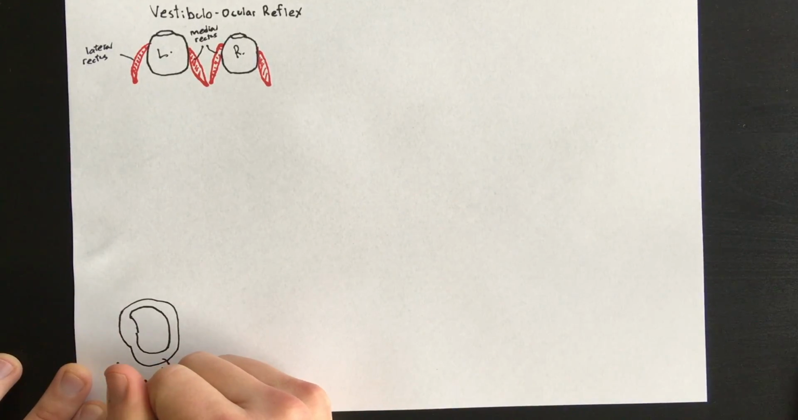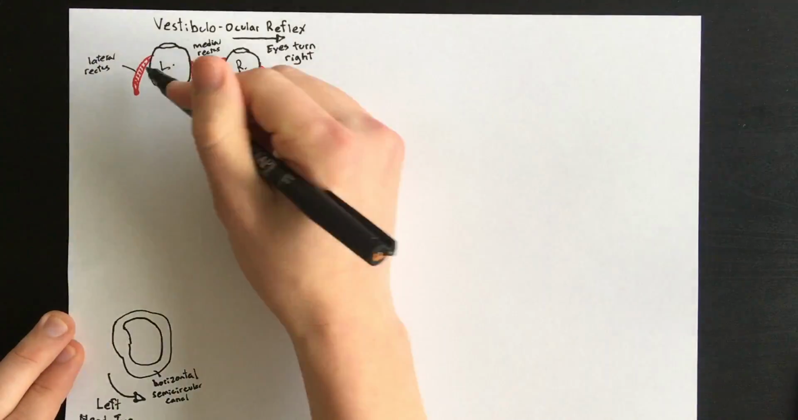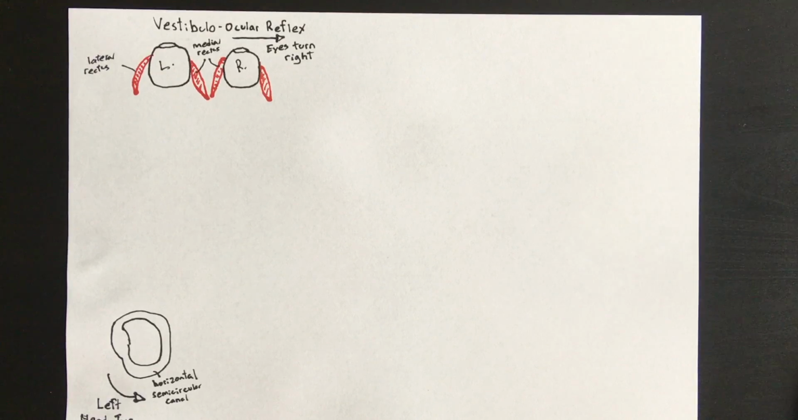So if our head turns to the left, as we'll draw in this example, our eyes would have to turn right. And all you have to do throughout this example is keep in mind the endpoint, or our objective, and what muscles would have to contract or relax to make that happen.